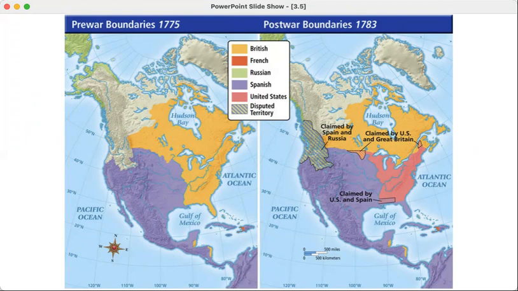In 1783, if you were to look at a map, you would see the territory from the Atlantic Ocean to the Mississippi River now belongs to the United States. Everything west of the Mississippi and the Gulf Coast, including Florida, belongs to Spain. Canada around Hudson Bay still belongs to the British.